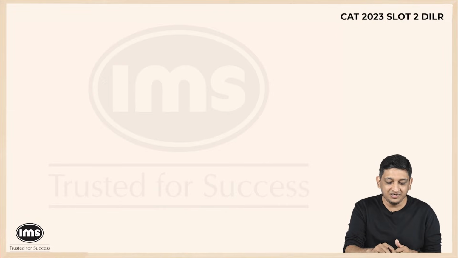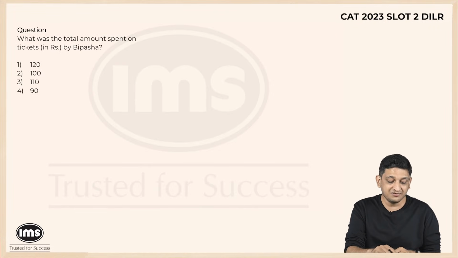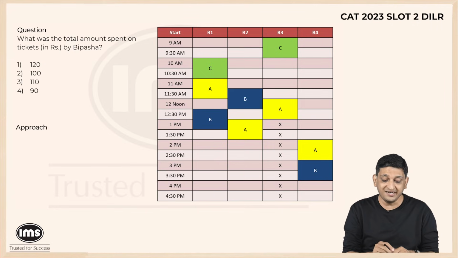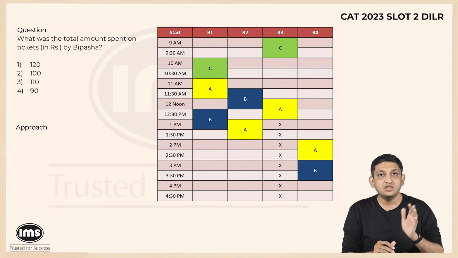Now, once we have this data, the questions are fairly straightforward. We can manage the questions very easily. So let's look at the first one. What was the total amount spent on tickets by Bipasha? So we know that Bipasha did not go for ride 3. Bipasha went for rides 1, 2 and 4.